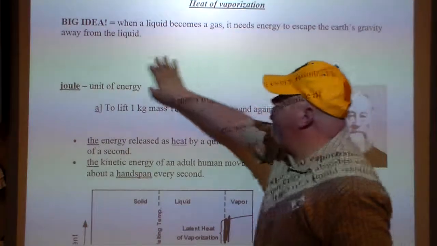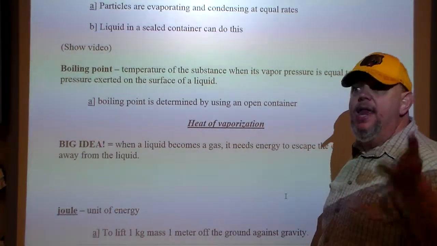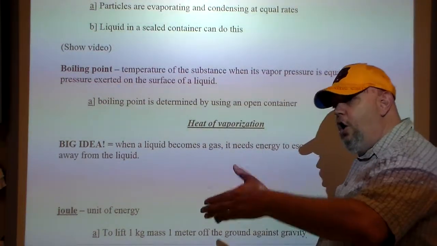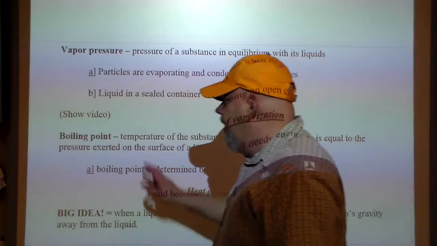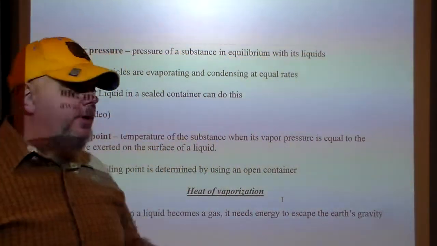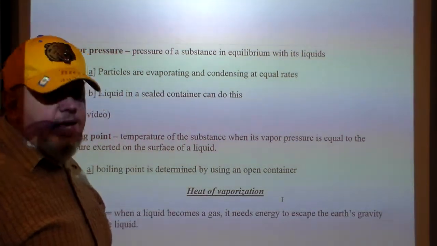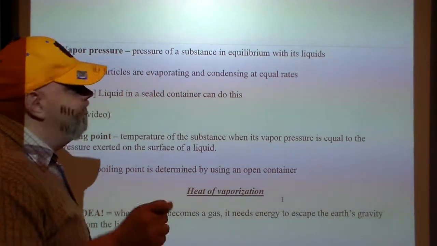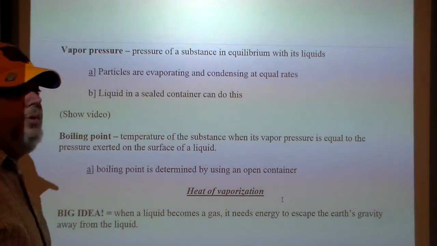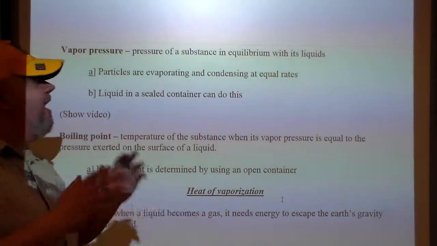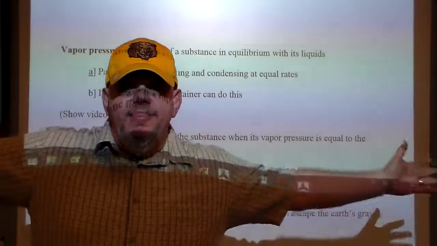We talked about the idea of the joule as a unit of energy, okay? And we also noted that heat of vaporization, again, is how much energy it takes to change all liquid to all gas. We talked about vapor pressure and boiling point as well. Again, the boiling point is a temperature where things happen, where the vapor pressure is the same as the pressure put on the surface of a liquid. We talked about the elevation differences in cooking, and we looked at vapor pressure, the pressure of a substance in equilibrium with its liquid, where the particles evaporate and condense at equal rates in a sealed container. And with that, ladies and gentlemen, that's the end of it.